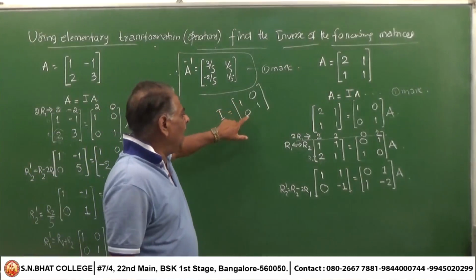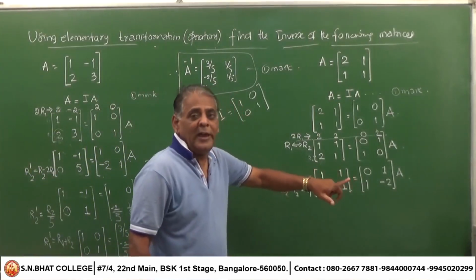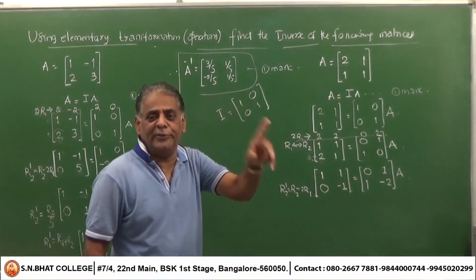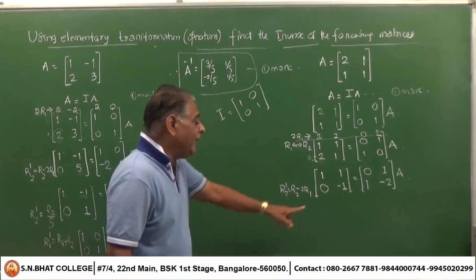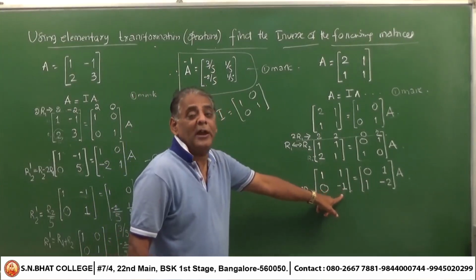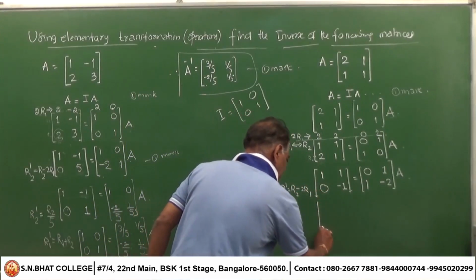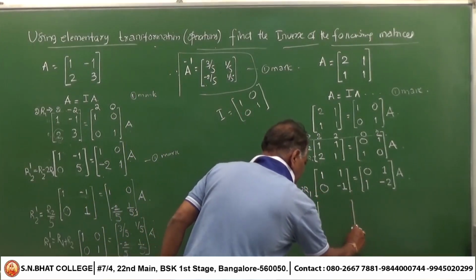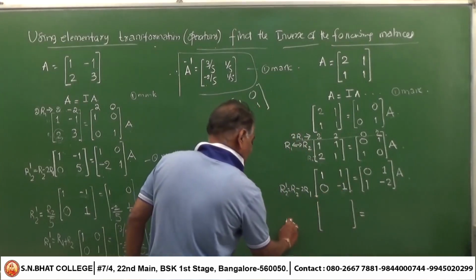I made 1, I made 0. I have to make this to be 1. To make 1, use either multiplication or division. To make 0, use either addition or subtraction. To make 1, I have to divide R2 by how much? Minus 1. To make this 1, divide R2 by minus 1.